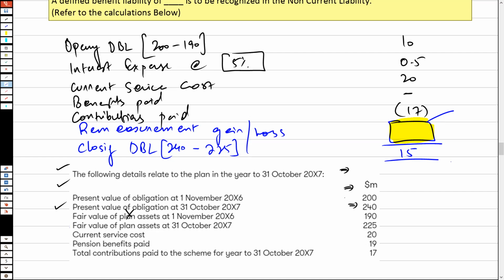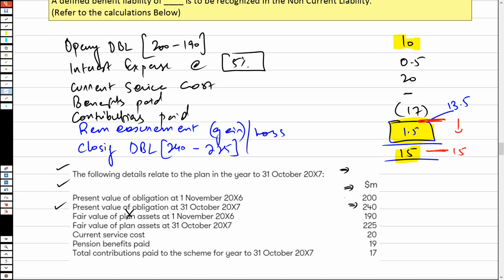Okay, now see, it's 10 plus 0.5 plus 20 minus 17. So up till now here, it's 13.5 and this is 15. So it's a 1.5 increase. Now, if it's an increase, it's actually going to be a loss because we are going ahead with the liability as a positive balance. So if the liability till here was 13.5 and here it's 15, that means there is an increase in the liability and it has to be considered as a loss.